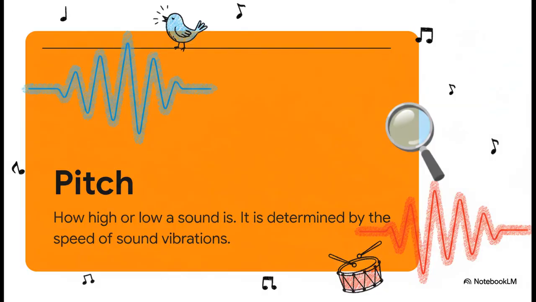So what exactly is pitch? Well, it's really just a word for how high or how low a sound is. If you want to get scientific about it, it's all about vibrations. A super high-pitched sound comes from a sound wave that's vibrating really, really fast, while a low-pitched sound comes from a much slower vibration. Simple as that.